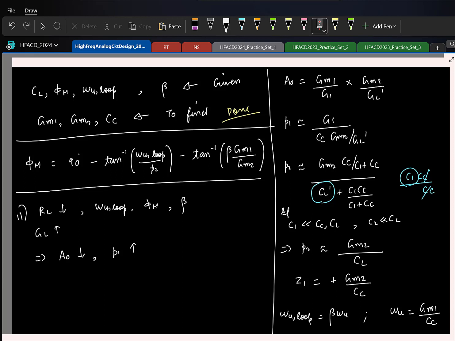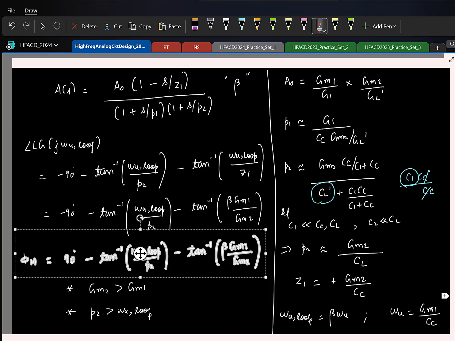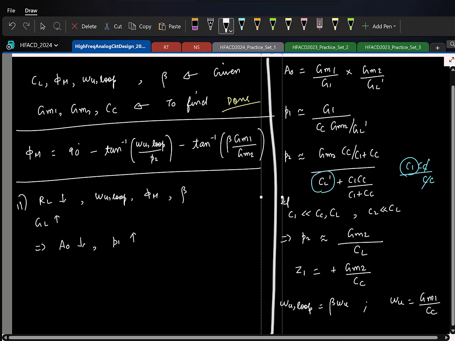Yeah, in this expression, what will change? If you recollect, we assumed that the phase added by the first pole was minus 90. That was assuming that the first pole is at a much lower frequency than the unity loop gain frequency. If the first pole shifts to a higher frequency, this might not be exactly 90, so phase margin can take a hit. So what is the solution to this?